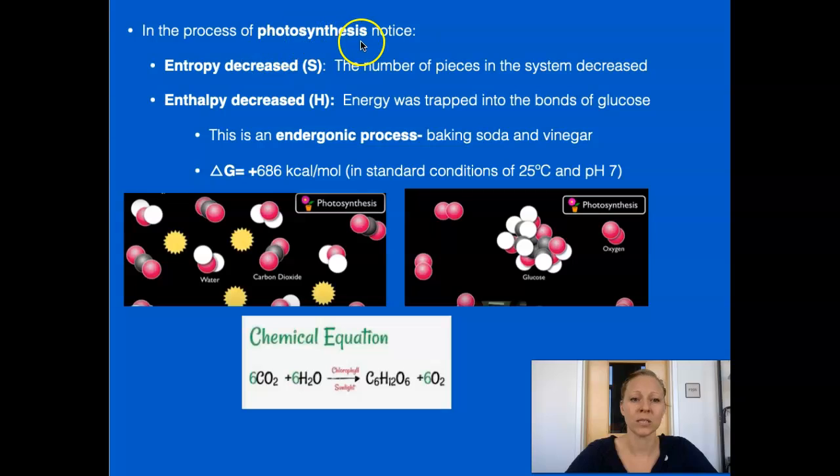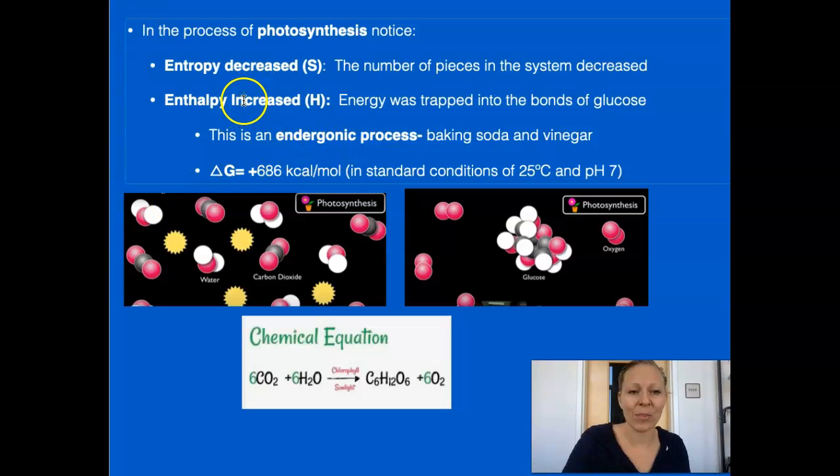In the process of photosynthesis, notice that entropy decreased, S decreased. Here we started with 6 CO2, 6 H2O. The number of pieces in the system decreased. We went from 12 to 1 big glucose molecule and some oxygen. And so this is an endergonic process. I made a little mistake. The enthalpy increased because energy was trapped into the bonds of glucose. The enthalpy increased. And so this is an endergonic process.